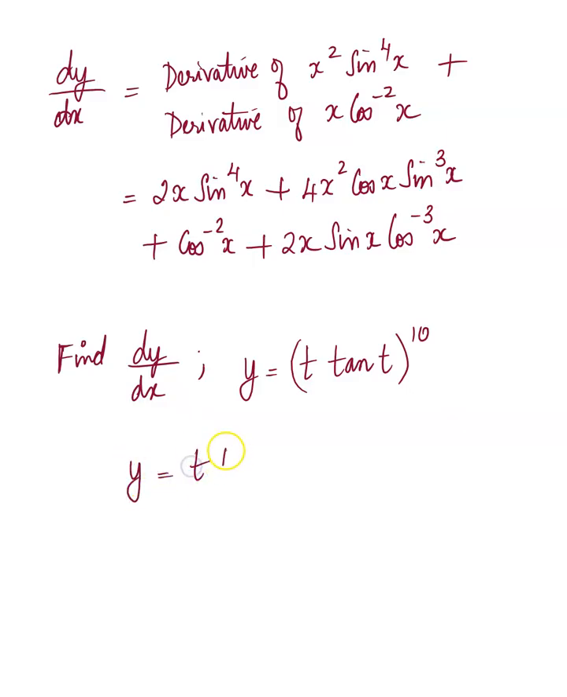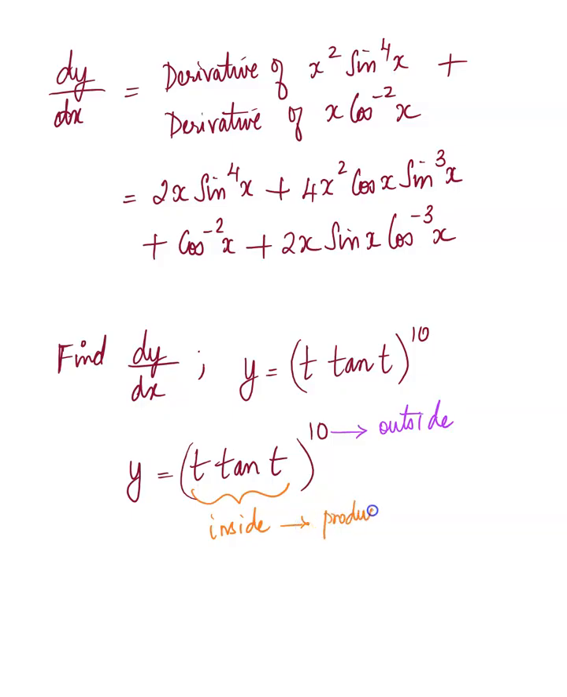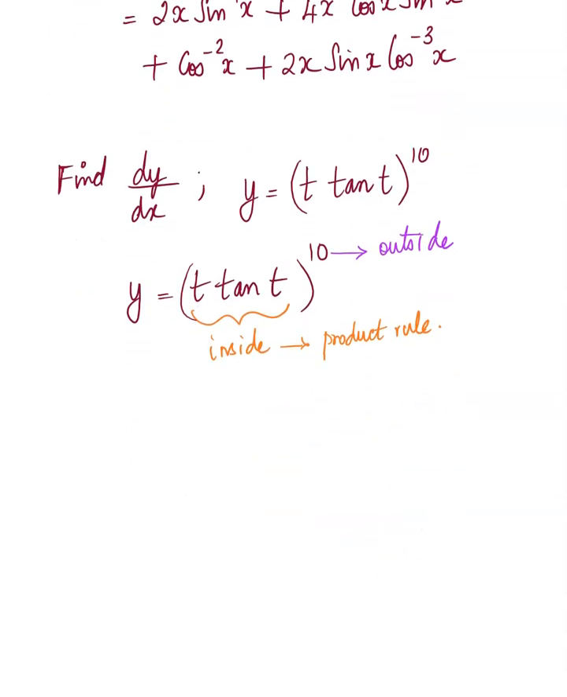y equals t times tan t. Okay, hope you can differentiate that. Now what happens is we have the outside, yes, 10, that is very explicit. And then you have the inside, t tan t. But remember, when you do the inside, you have two things there which are being multiplied. So remember to use the product rule when you take the derivative of the inside. And so dy over dx will be 10 times t tan t power 9. So you took the derivative of the outside times the derivative of the inside. So you're going to use the chain rule.